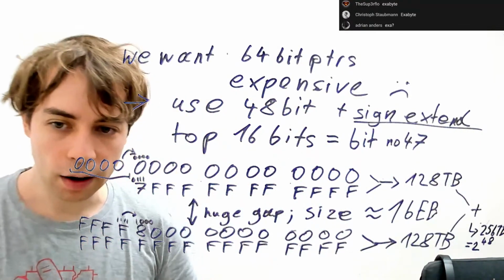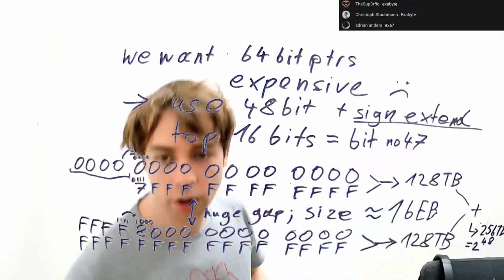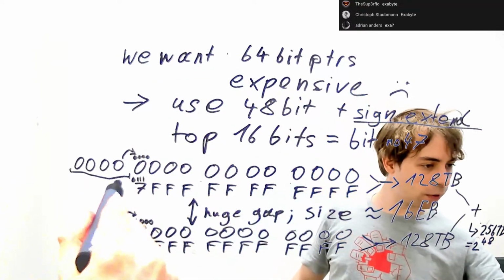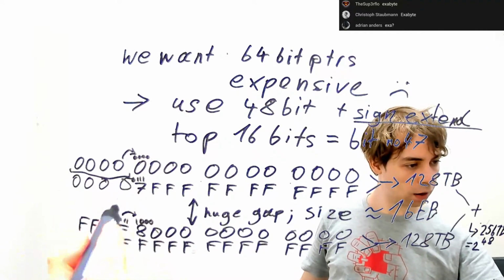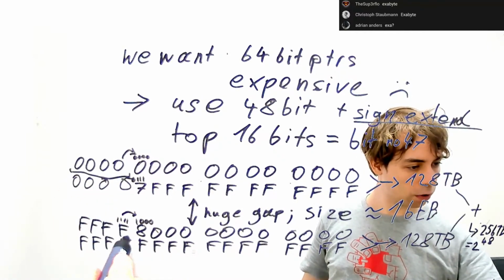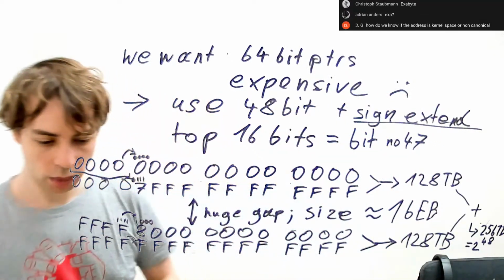I hope that clarifies a bit the situation. So we are talking, I forgot some zeros. Of course, we should write down the zeros. 0, 0, 0, 0, because this is again sign extended. And this is also correctly sign extended because this one has the highest bit set.